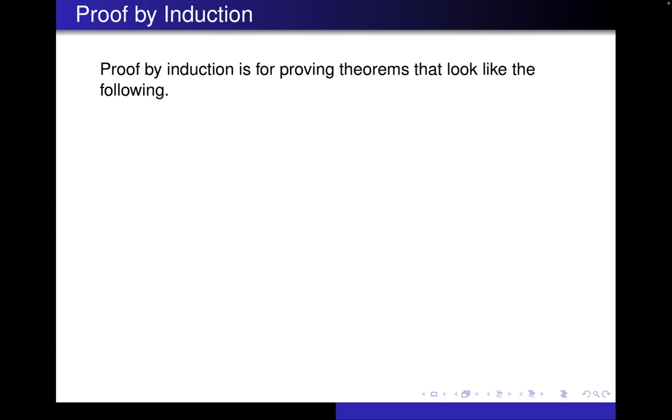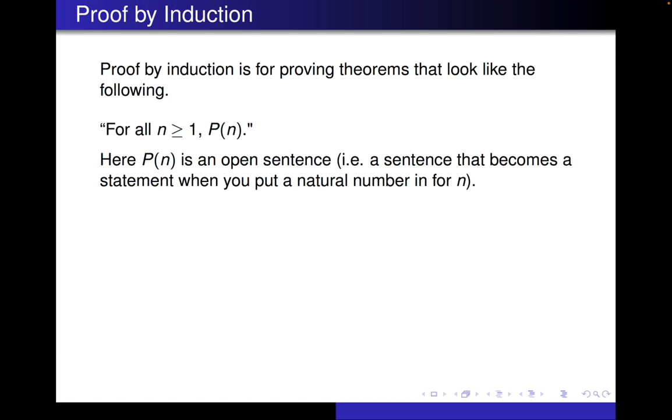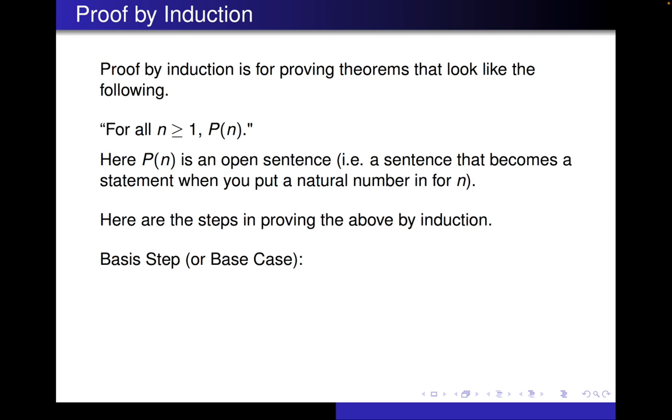So, just to summarize, proof by induction is for proving theorems that look something like: for all n greater than or equal to 1, P(n), where here P(n) is some open sentence, which means that it's a sentence that becomes a statement when you put in a natural number for n. And here are the steps you use in proving that theorem by induction. First of all, you prove what is called the basis step, or the base case, which means you're going to prove the theorem for the case that n is equal to 1. In other words, you're trying to prove P(1).